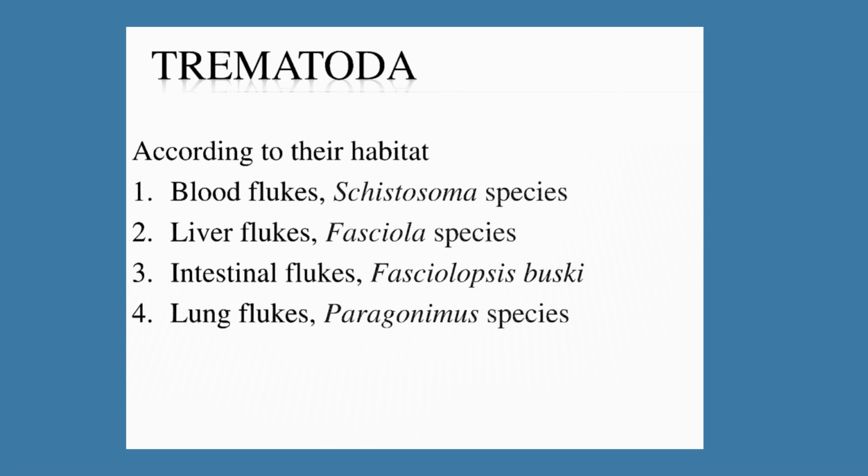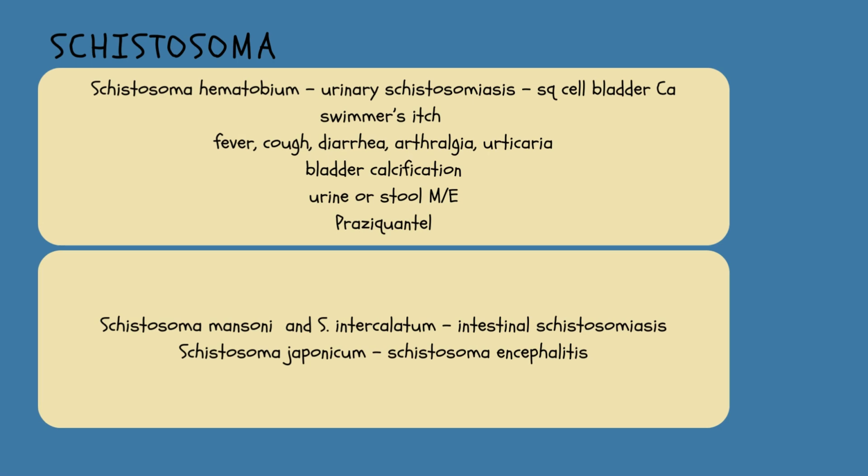Coming to trematodes or flukes, according to their habitat, they are divided into blood fluke, which is Schistosoma species, liver fluke, Fasciola hepatica, intestinal fluke, which is Fasciolopsis buski, and lung fluke, which is Paragonimus westermani. So we'll discuss the important one, which is Schistosoma. Schistosoma is a blood fluke. We have Schistosoma haematobium, Schistosoma mansoni, Schistosoma intercalatum and Schistosoma japonicum. Schistosoma haematobium is causing urinary schistosomiasis.